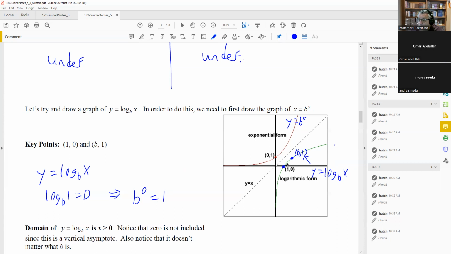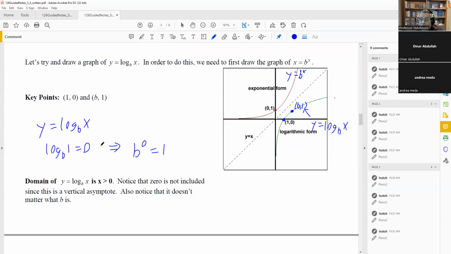So the domain, let's look at the green line. Notice that for the log graphs, it's only going to the right-hand side, which means you're only allowed to put positive numbers in for x. You can't use 0. In fact, there's a vertical asymptote at that point. That's what this says down here: the domain of log base b of x is x greater than 0. The 0 is not included because of the vertical asymptote. It doesn't matter what the base is, you're going to have the same domain.